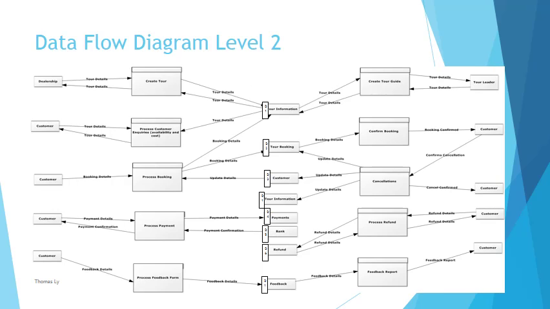This is a level 2 data flow diagram. The components are still the same, but this version is more detailed. It shows you much more than level 1, and it includes extra processes such as the dealership creating a tour. This gives the analyst a deeper understanding of how the organization's data moves around the system.